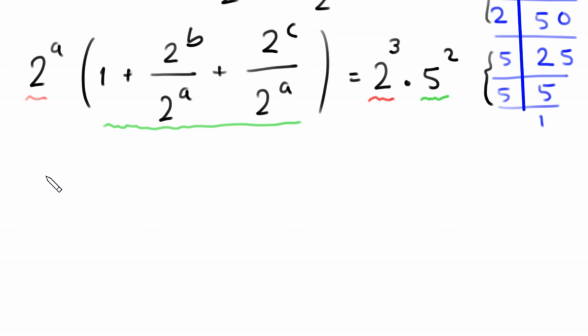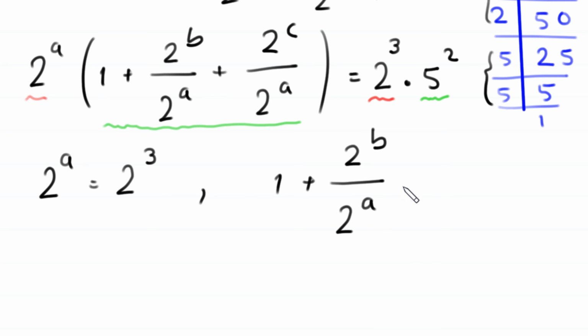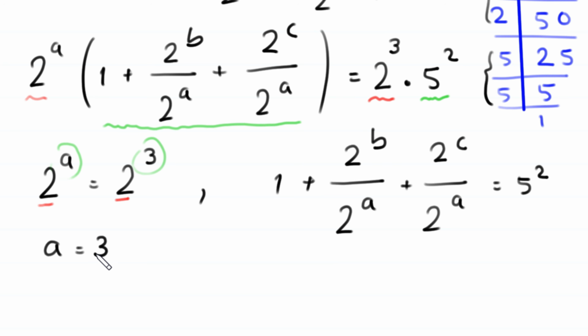So this will become 2 to the power a equal to 2 cubed, and 1 plus 2 to the power b divided by 2 to the power a plus 2 to the power c divided by 2 to the power a equal to 5 squared. Since here we have the same base at both sides, we can rewrite this a equal to this 3. So this will become a is equal to 3.